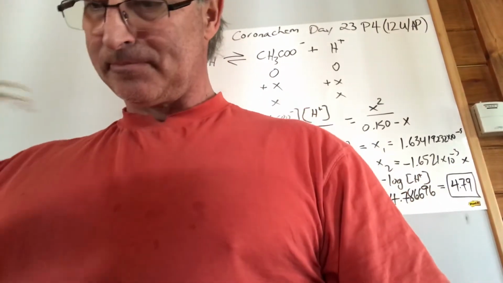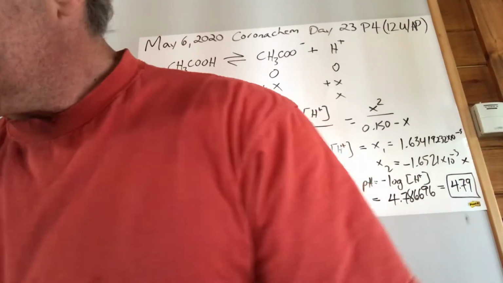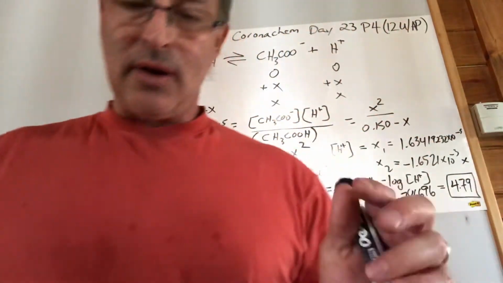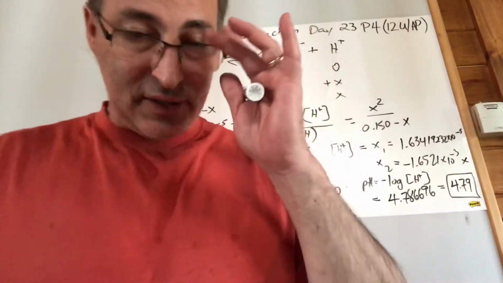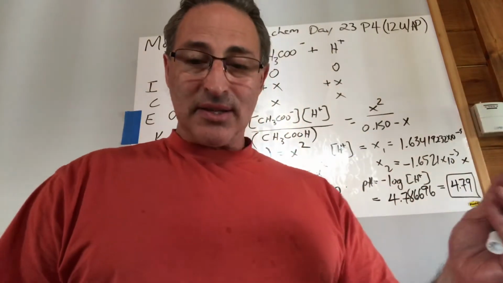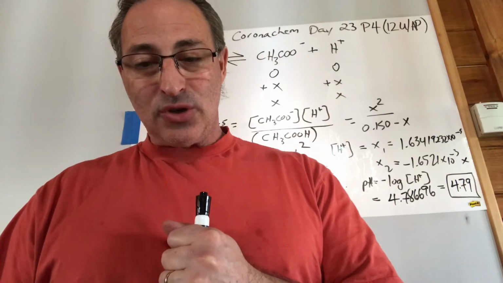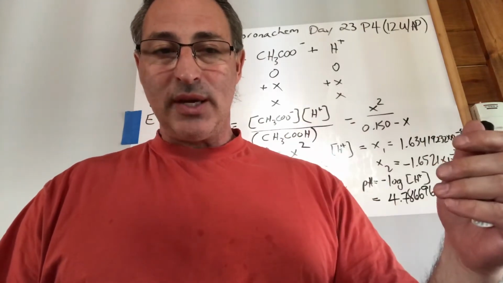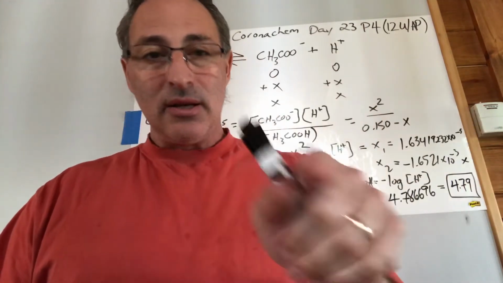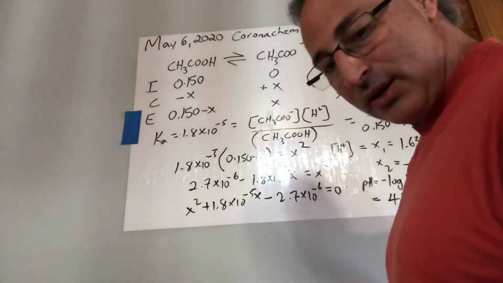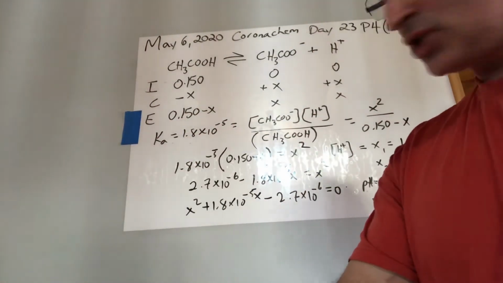B. 17.5 milliliters added. Now, because we're adding a titrant, some of the acetic acid is going to be titrated, and you're going to get acetate anion. So when you have a mixture of a weak acid and its conjugate base, you have a buffer. So let's see, when you have a buffer, you're allowed to use the Henderson-Hasselbalch equation to calculate the pH. So let's do that.